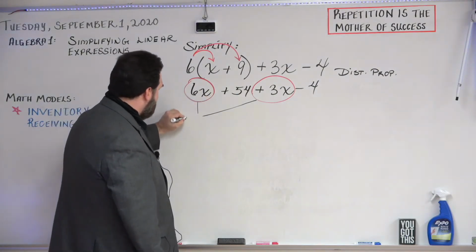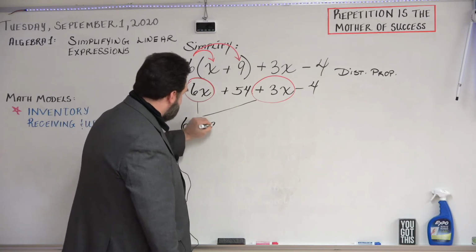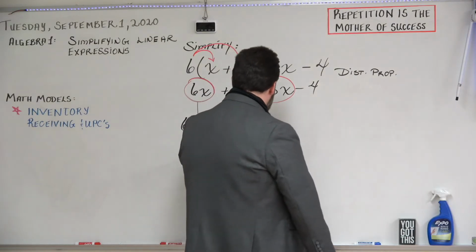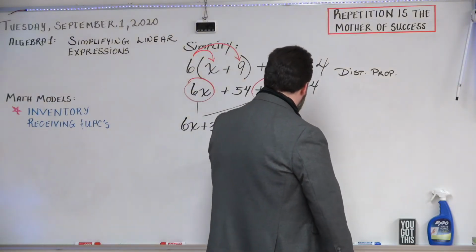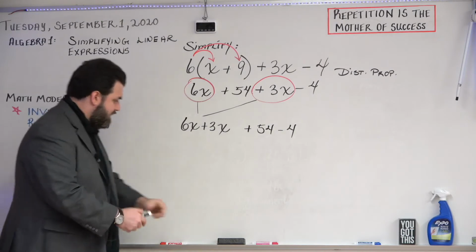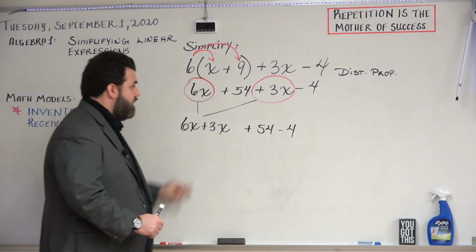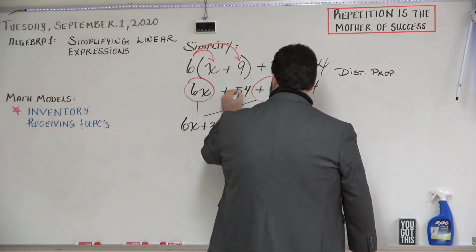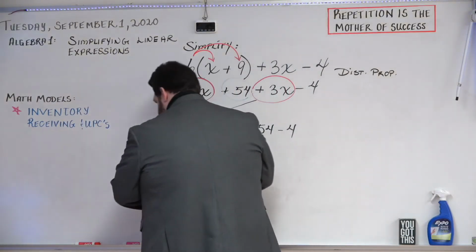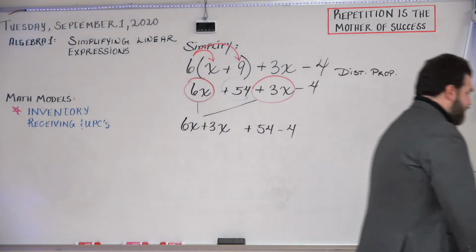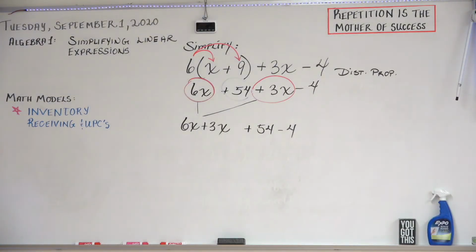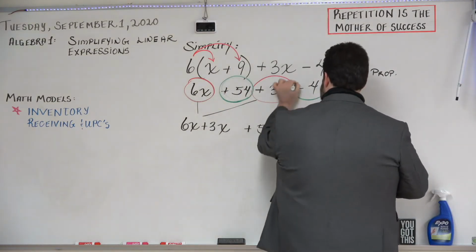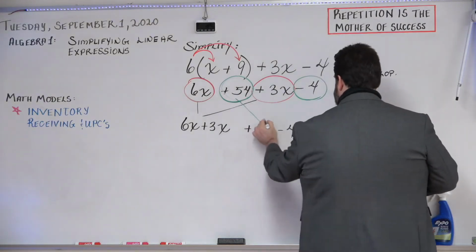Well, you know what? Let's write it all out. 6x plus 3x. And then we'll write another line. Plus 54 minus 4. I hope it goes without saying, but maybe it needs to be said, that 54 and negative 4 are also like terms. So positive 54, this guy's gone, positive 54 and negative 4 are both constants. So they combine together here.